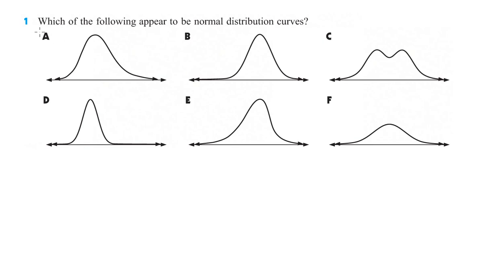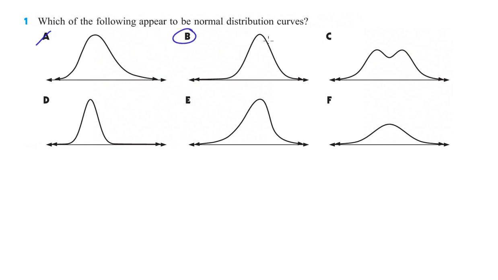Okay, first one, number one, which of the following appear to be normal distribution curves? So for it to be a normal distribution curve, it's got to be like a perfect little bell curve. So this one here you can tell is kind of slanted. It's a little bit less of a curve here, and it's a little bit more steep. Sorry, slope. It's a little bit less here, and it's a little bit more here. So that one is not.